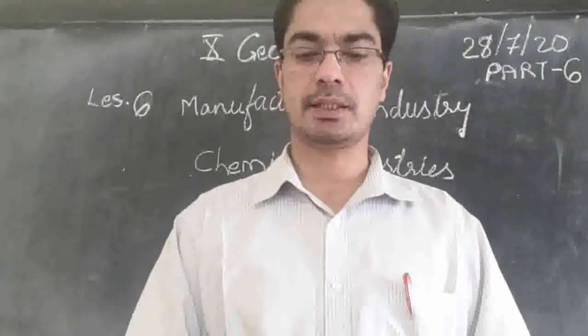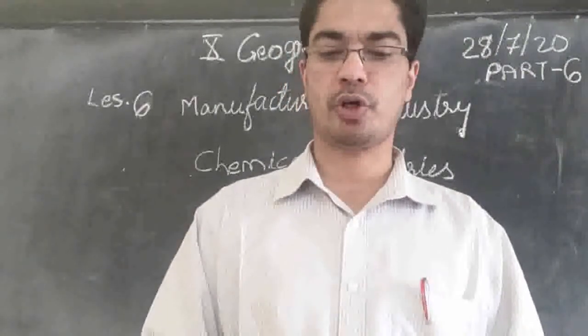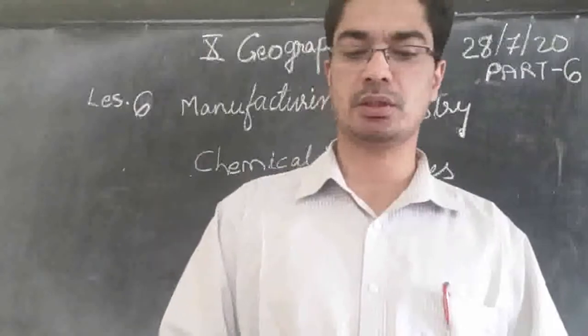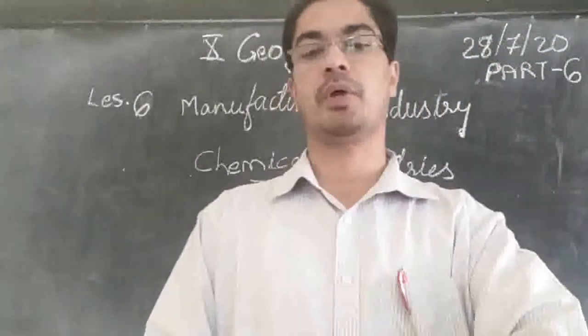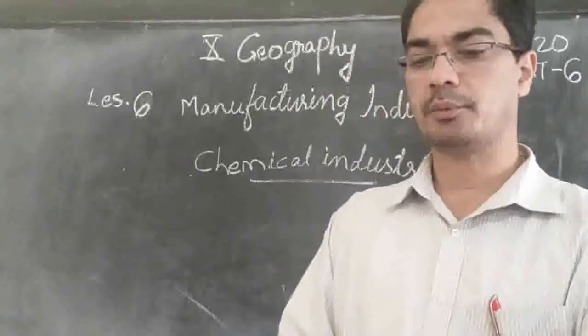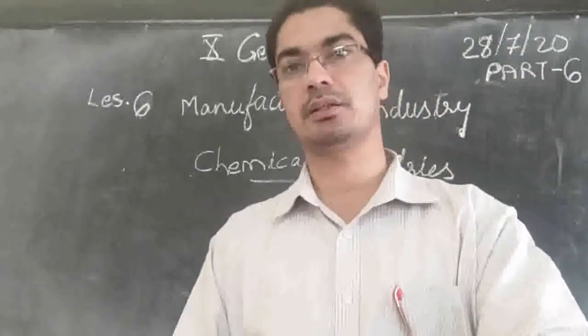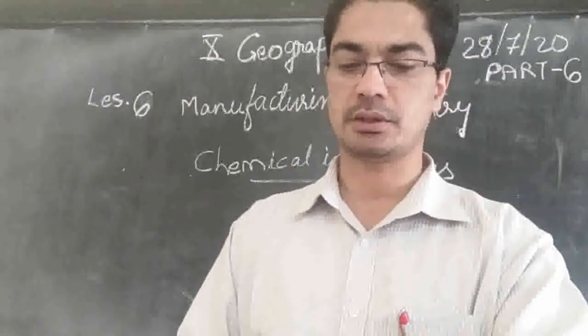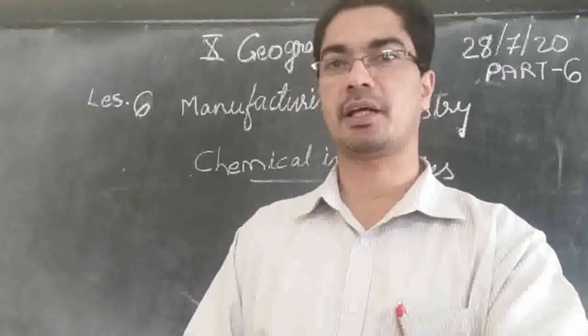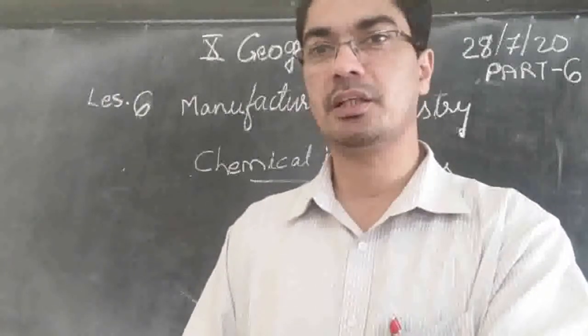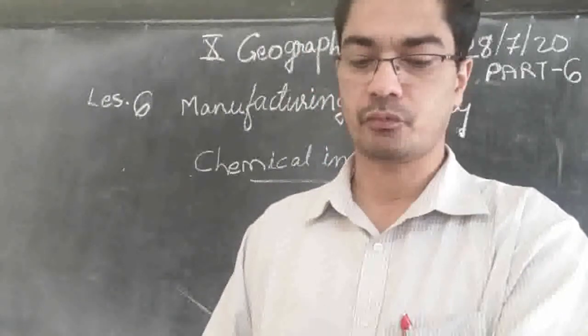And it is the third largest in Asia and occupies the 12th place in the world in terms of its size. So in Asia the chemical industry has got the third rank, and in the world we are getting which rank? The 12th rank in the world, and in Asia India is the third.